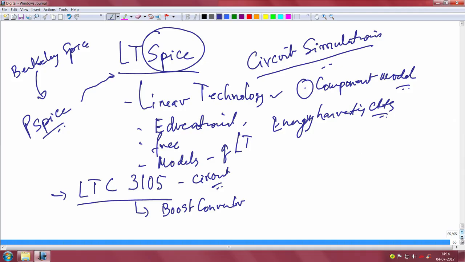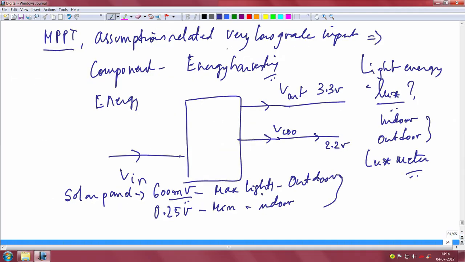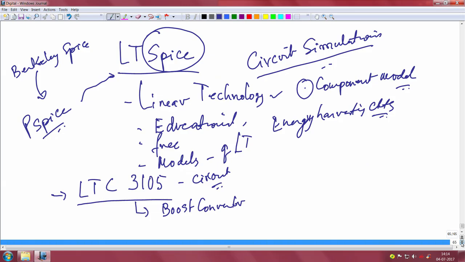Because in energy harvesting applications you get very low grade inputs, and you need to take that low grade input and give a reasonable rail voltage of, let us say, 3.2 or 3.3 volts, so that you are able to drive the electronics. Okay. Why did I choose this particular component?